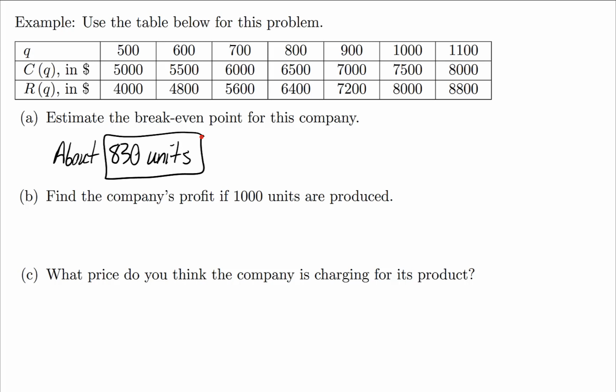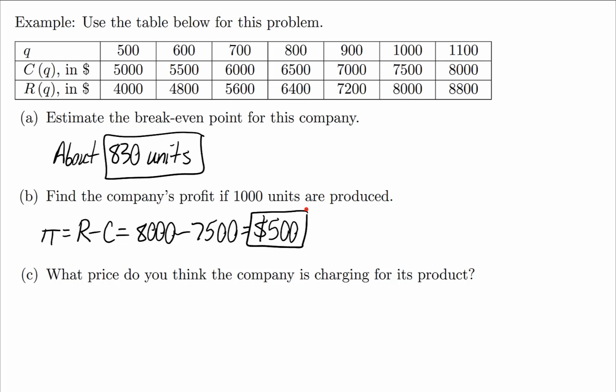Next, let's find the company's profit if 1,000 units are produced. Profit equals revenue minus cost. So at 1,000, we'll just look in the table. At 1,000, the revenue is 8,000 and the cost is 7,500. Let's just plug that straight in. 8,000 minus 7,500 would give us a total profit of $500.